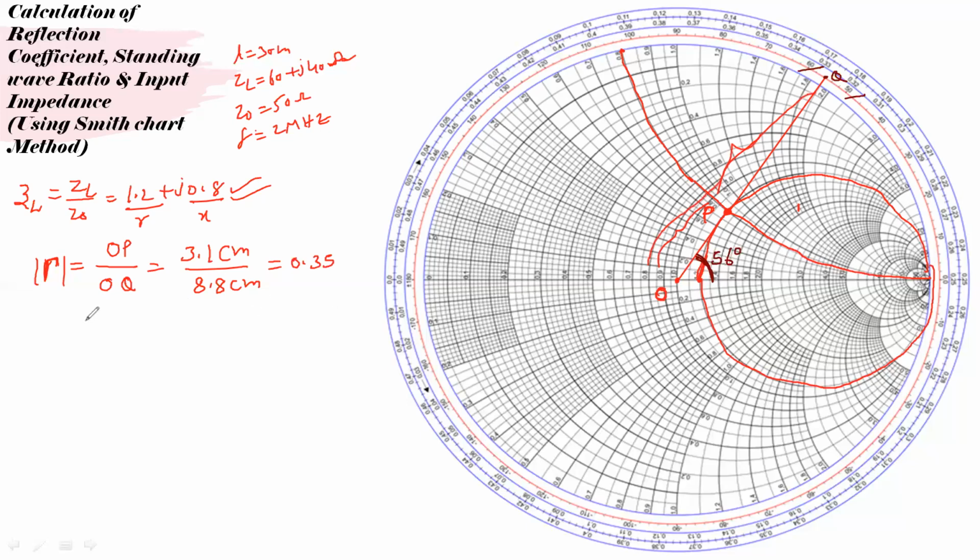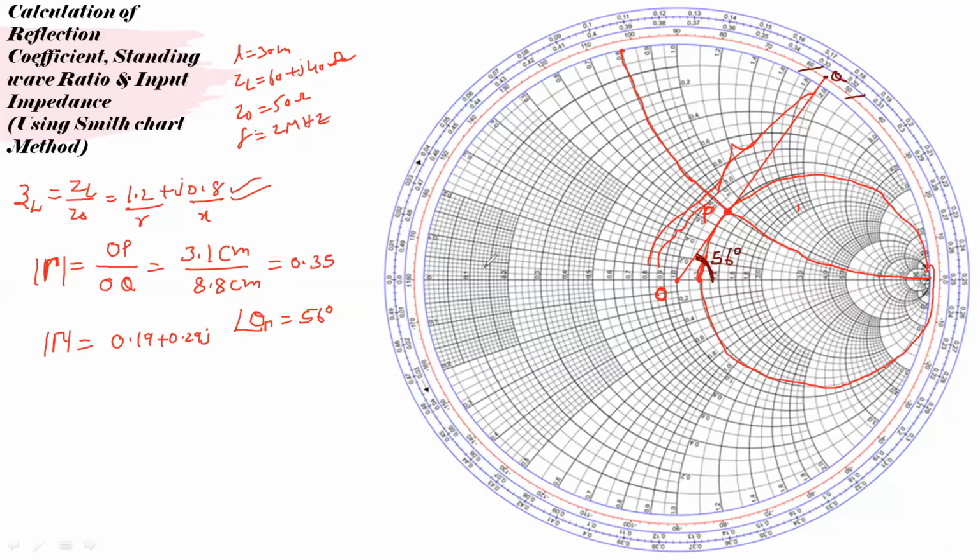Followed by that, the angle theta gamma equal to 56 degrees has also been identified. If you compare the values calculated in the previous slide with the manual method, it is exactly the same. Now this phasor term can be converted into rectangular form, that can also be calculated as 0.19 plus 0.29 j. This is the reflection coefficient value using the Smith chart.